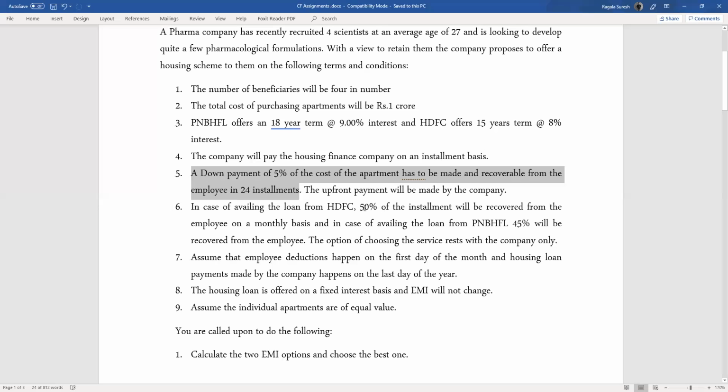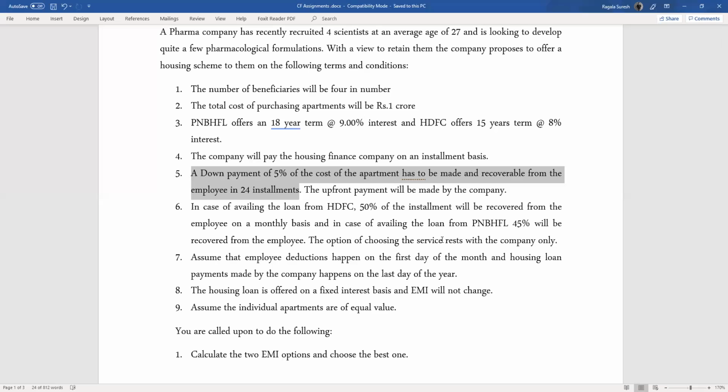So there will be one more column for HDFC, basically how much installment the company needs to pay. It will be whatever installment we got from the formula, times 0.5 for HDFC, and for PNB, 45% from the employee means the company will pay 55%. So 0.55 of the actual arrived installment amount is what the company has to pay.